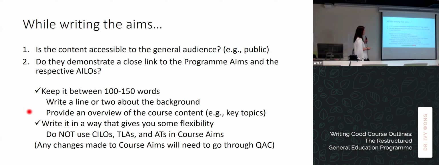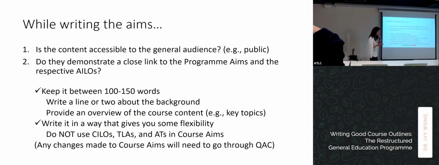Now, one thing I would like to remind you, as someone who has done this many times: try to write it in a way that gives you some flexibility in the course aims. Why is that? Because if you change the course aims, you have to go through QAC, and that would take months. And you might be invited to answer questions during the QAC meeting. So if you don't want to do that, you want to make sure that you keep the aim very brief, understandable, but not too specific.